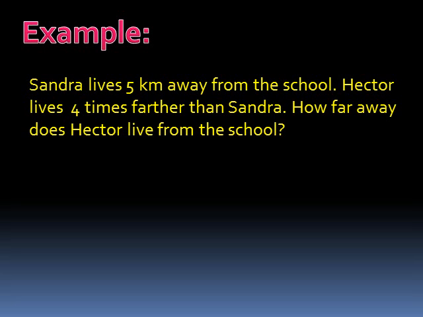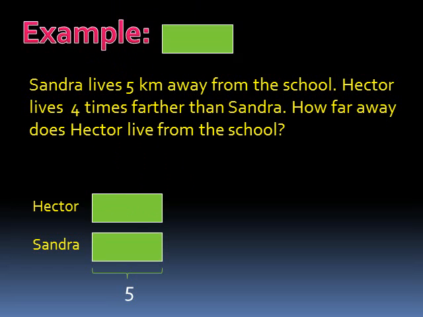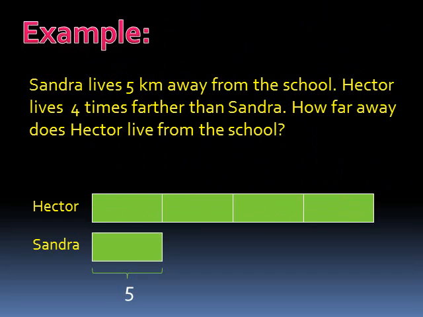Okay, so we have Sandra and Hector. Sandra lives 5 kilometers away from school, so Sandra is represented by 1 box, and Hector lives 4 times as far, so we'll have 4 boxes for him. Okay, so this is the most basic type of example.